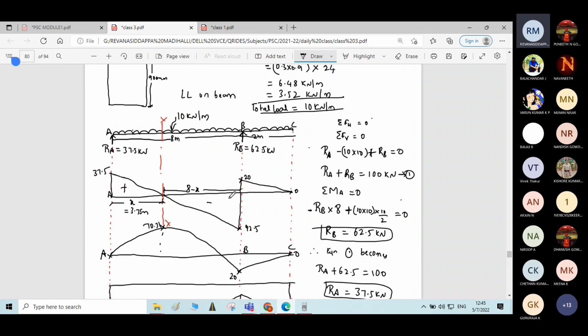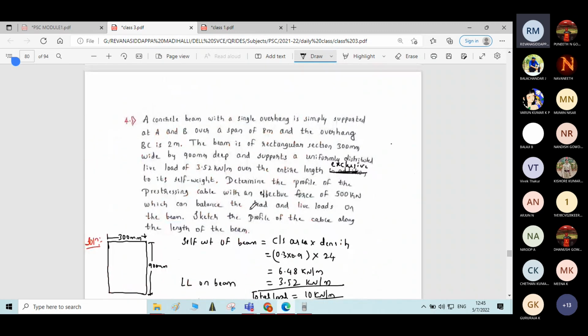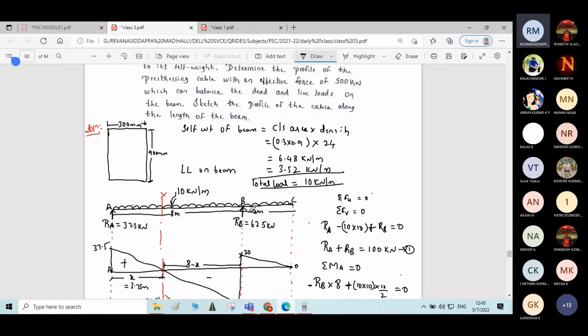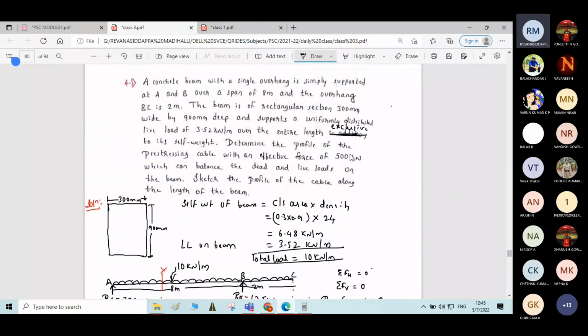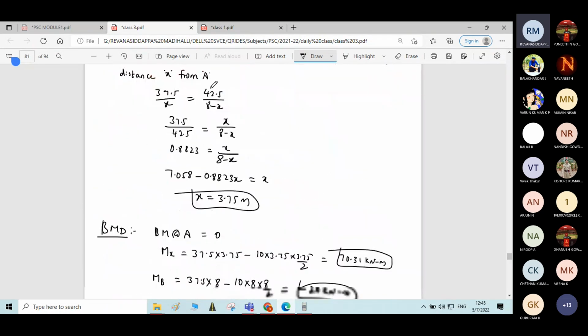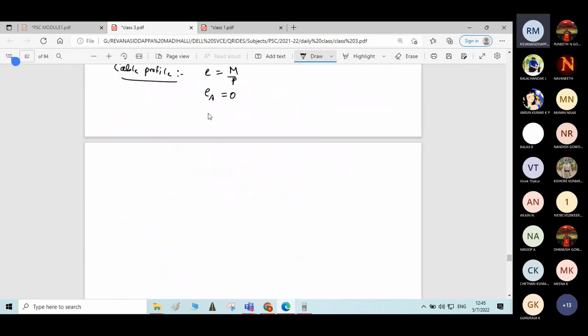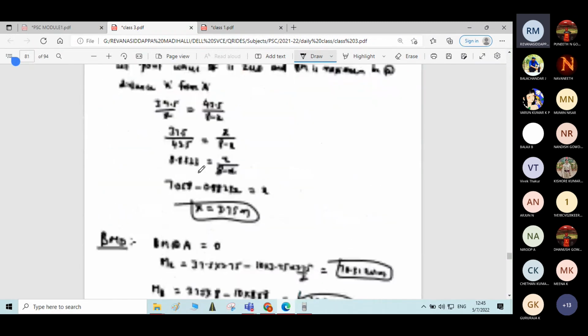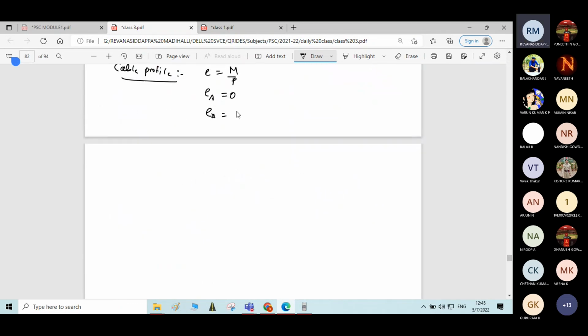M is 70.31 kilonewton meter, and the pre-stressing force is given in the problem. How much is it? Pre-stressing force is 500 kilonewton. So M by P will be equal to ex. ex is equal to bending moment at X, 70.31, divided by 500. If you calculate, you will get 0.14 meter, because 70.31 is in kilonewton meter and 500 in kilonewton, so you will get the answer in meters. In terms of mm it is 140 mm.